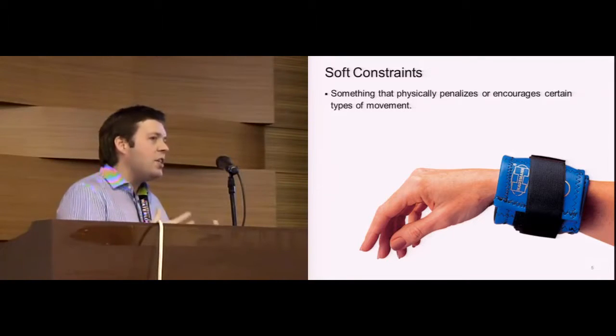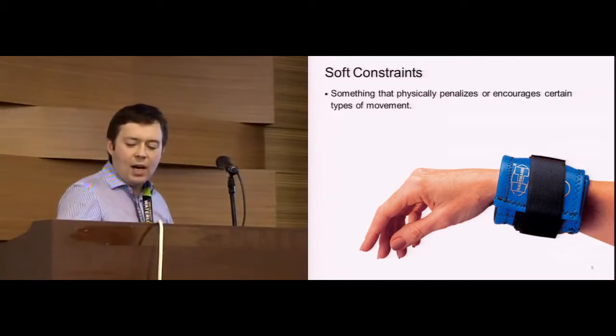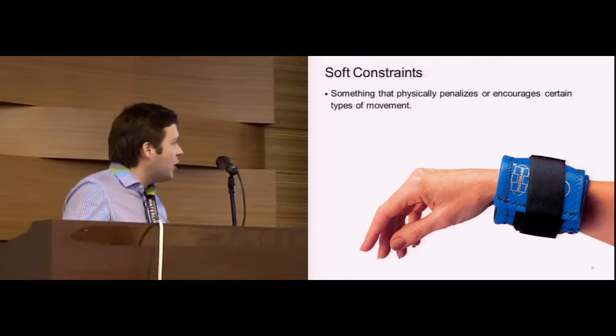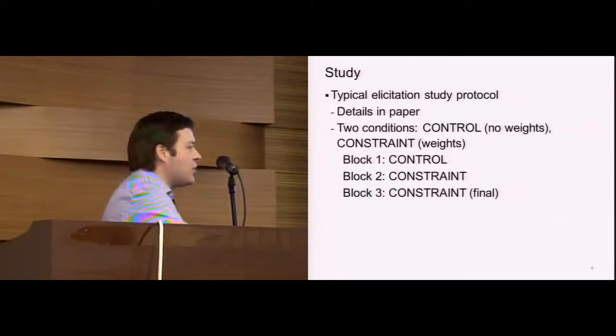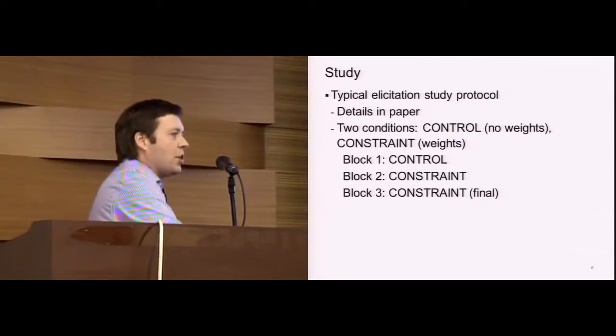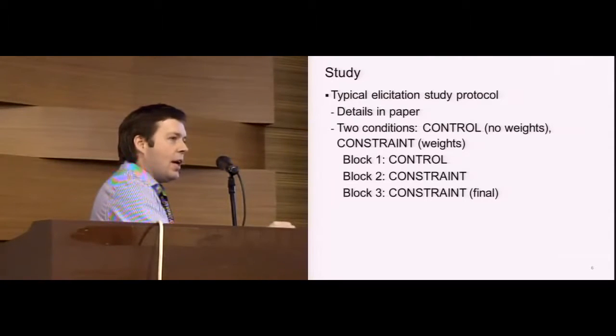In order to test whether this worked, they did another elicitation study. I don't want to go into all the details of the elicitation study. That's in the paper. The important thing is that you've got two conditions: a control condition where there are no weights, and a constrained condition where there are weights attached. The study was arranged in 3 blocks, where the first block was always the control condition, and then they had 2 constraint conditions.